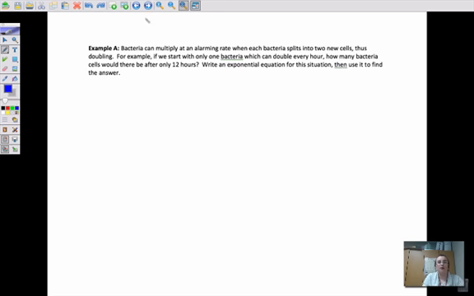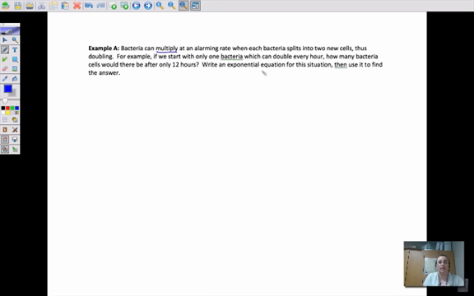Let's look at two examples. First of all, bacteria multiplying at an alarming rate. When I see that bacteria is multiplying, that makes me feel like we're probably dealing with exponential growth. Each bacteria splits into 2 new cells, thus doubling. We start with only 1 bacteria. It's going to double every hour. How many bacteria will there be after only 12 hours?